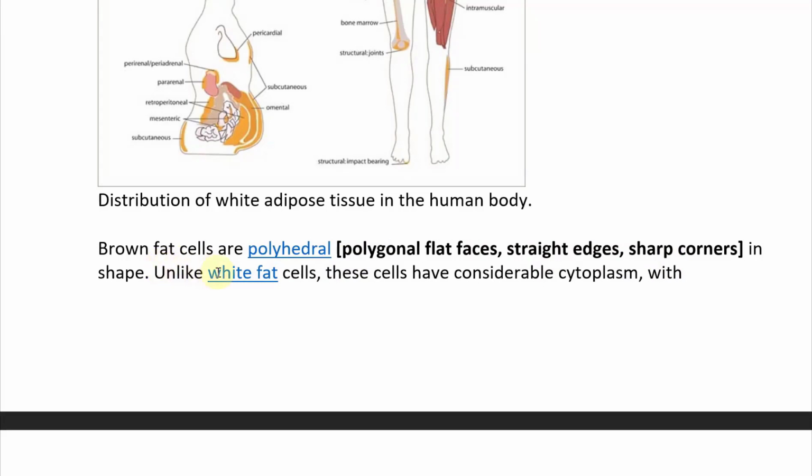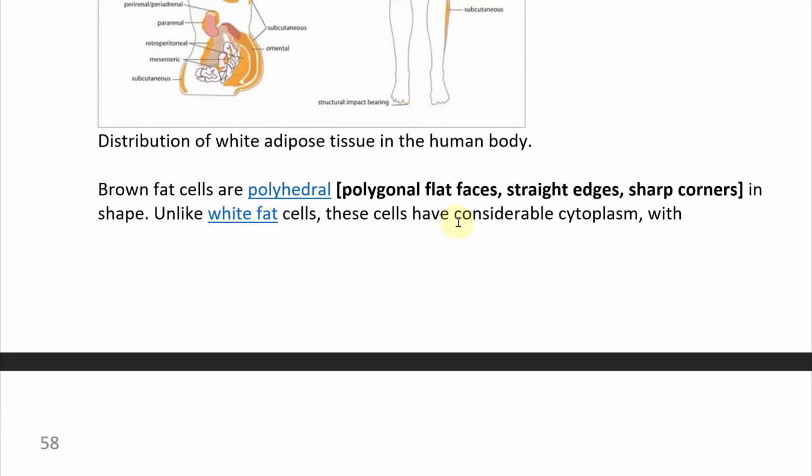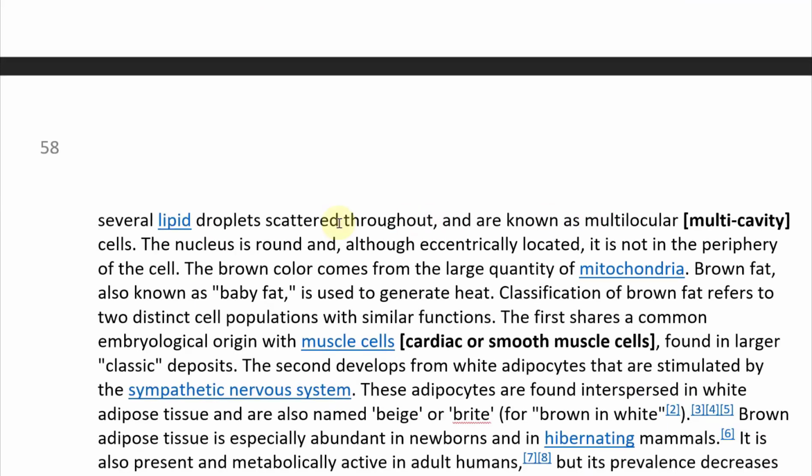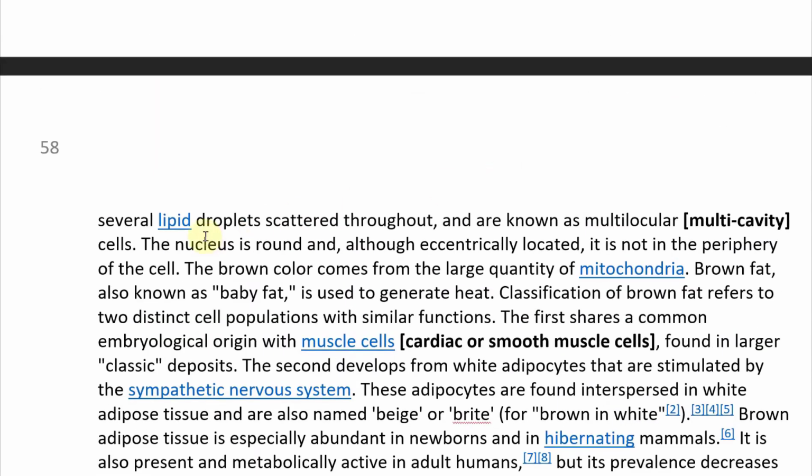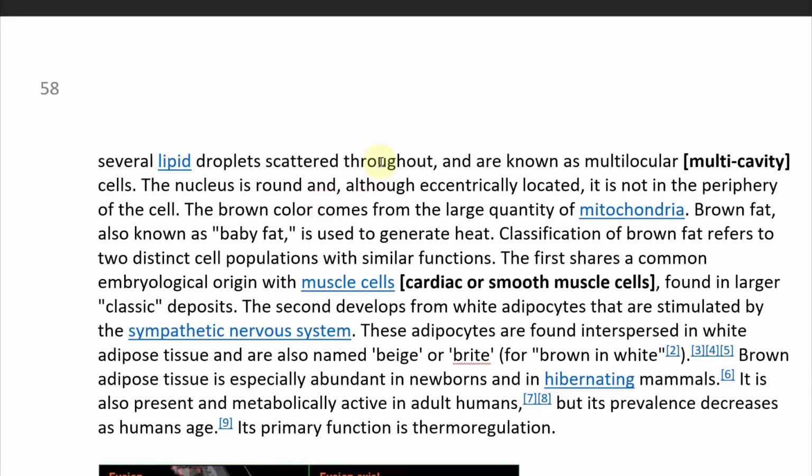Now I'll go over brown fat. Brown fat cells are polyhedral, so polygonal, with flat faces, straight edges, and sharp corners in shape. Unlike white fat cells, these cells have considerable cytoplasm with several lipid droplets scattered throughout, and are known as multilocular. I'll show you a comparison soon. In multilocular cells, the nucleus is round and eccentrically located, so not centered, although it is not in the periphery of the cell. The brown color comes from the large quantity of mitochondria. We'll go over that later as well.